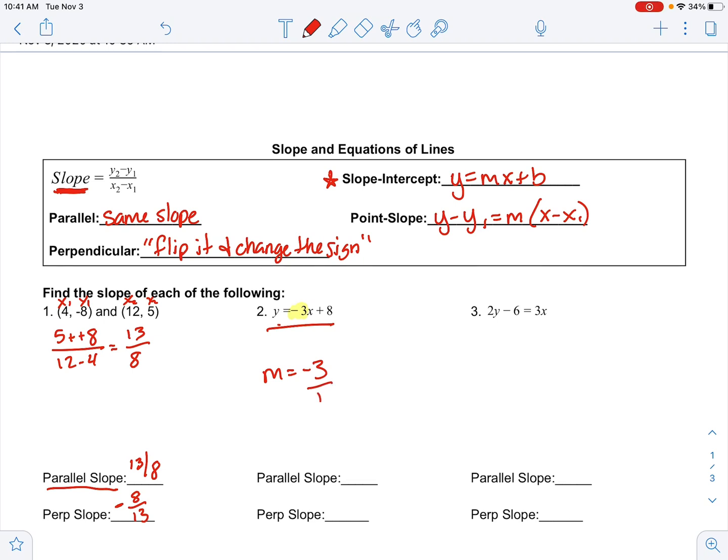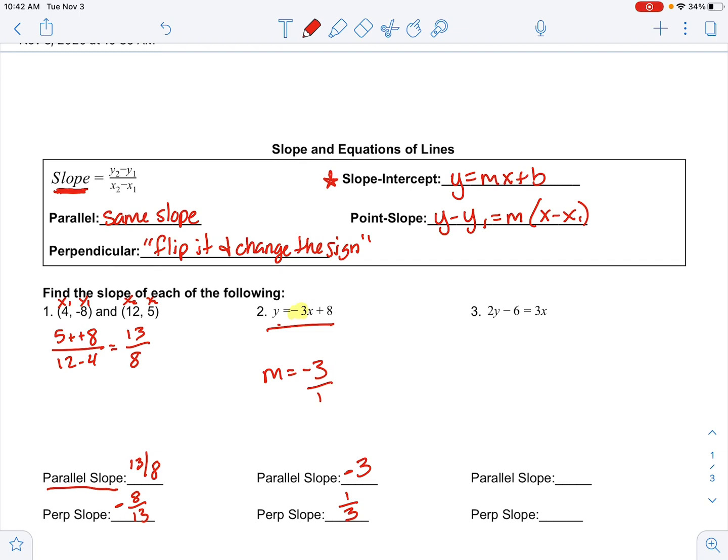Now my parallel slope should have been exactly the same. Don't change it at all. If you can do -3 or -3 over 1, it means the exact same thing. And then my perpendicular slope, we're going to flip it. So 1 over 3. It's negative, so change the sign, it becomes a positive. Now remember, number 3 is a little bit different.